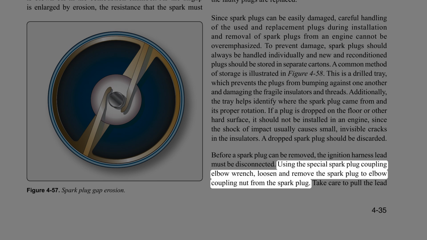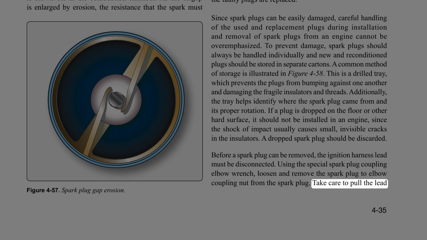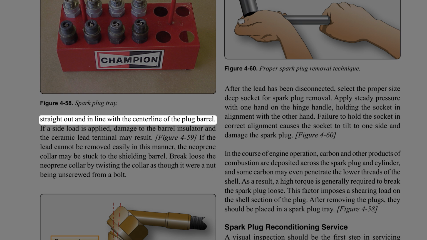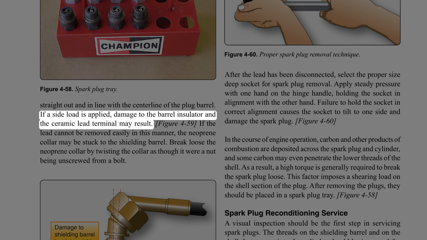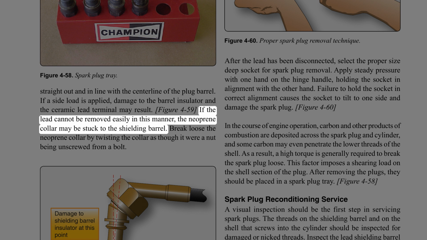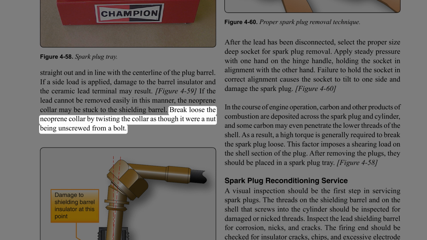Using the special spark plug coupling elbow wrench, loosen and remove the spark plug to elbow coupling nut from the spark plug. Take care to pull the lead straight out and in line with the center line of the plug barrel. If a side load is applied, damage to the barrel insulator and the ceramic lead terminal may result. If the lead cannot be removed easily in this manner, the neoprene collar may be stuck to the shielding barrel. Break loose the neoprene collar by twisting the collar as though it were a nut being unscrewed from a bolt.